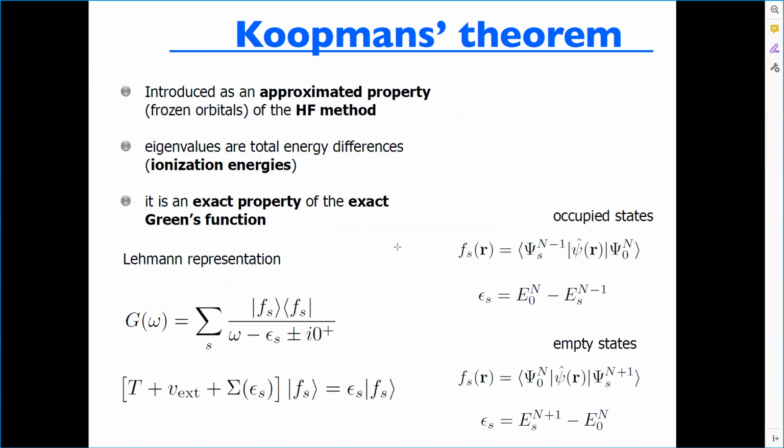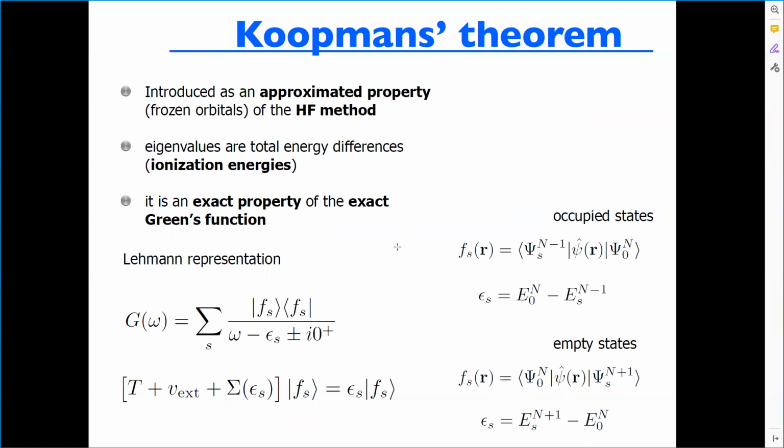And let me also remark here, since we mentioned Koopmans a lot, that we all at school have seen Koopmans as an approximate property of the Hartree-Fock method, that is an approximate method. So with frozen orbitals in Hartree-Fock, the Koopmans theorem is valid. And the Koopmans theorem there says that the Hartree-Fock eigenvalues are total energy differences. And indeed, this is instead an exact property of the exact Green's function. And I think this is very remarkable.